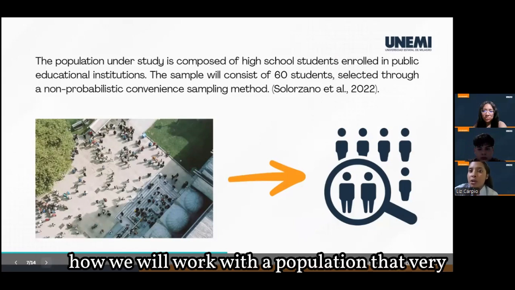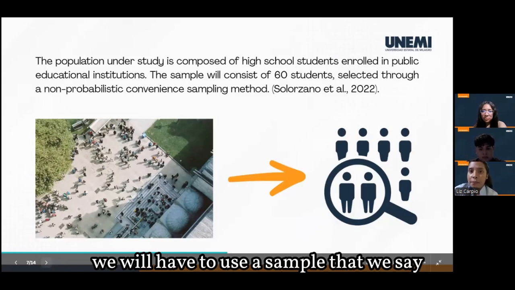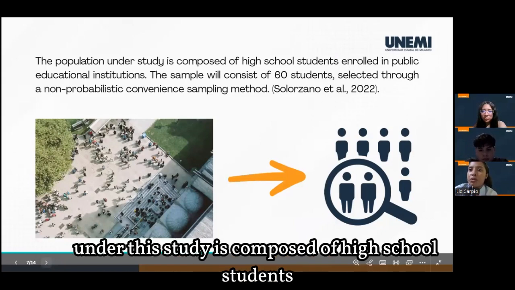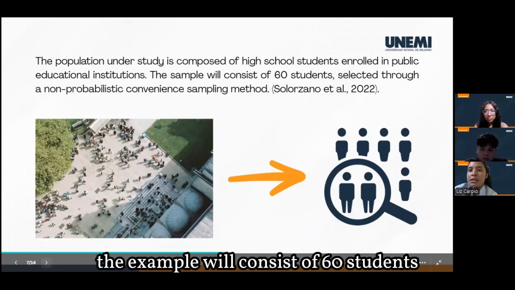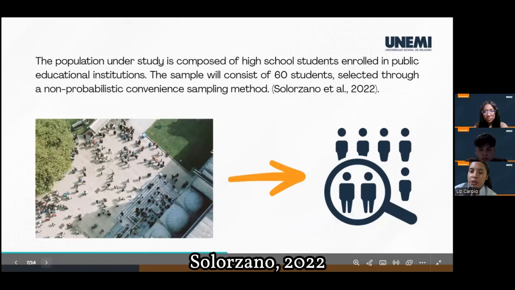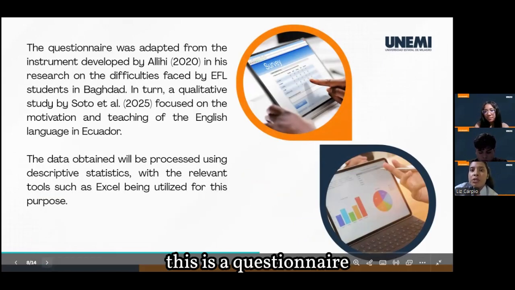Since we will work with a very large population, we have to use a sample. The population of this study is composed of high school students enrolled in public education institutions. The sample will consist of 60 students selected through a non-probabilistic sampling method. After that, the instrument that we use is a questionnaire.